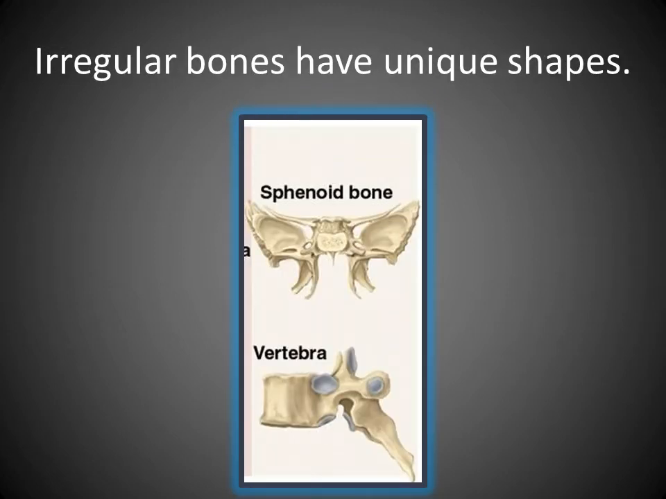The next category is irregular bones. This category is sort of a catch-all for bones with unique shapes that wouldn't usually fit into any other category. So irregular bones include the ilium and ischium of the hip, the vertebra, and bones that form the base of the skull, such as the ethmoid and sphenoid.